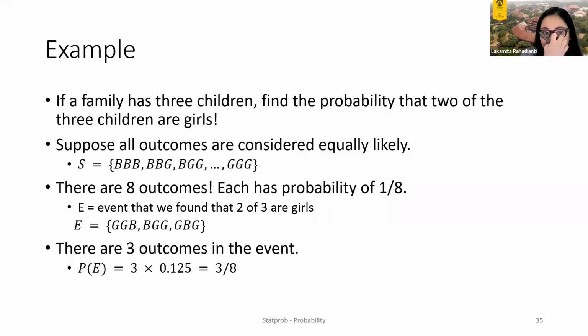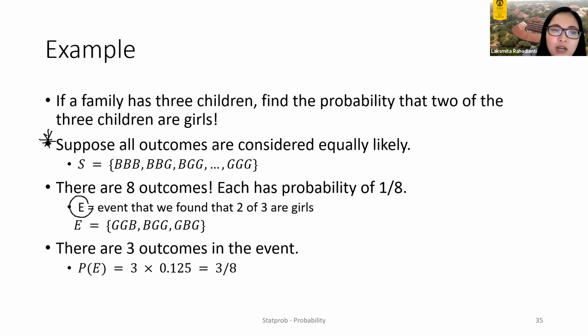Another example is that in this case, I know that a family has 3 children. Find the probability that 2 of the 3 children are girls. Big assumption: suppose that all outcomes or all combinations are considered equally likely. In that case, we have all possible combinations of boy and girl of 3 different children. There are 8 total outcomes. So each probability is 1/8 because we assume that each outcome is equally likely.